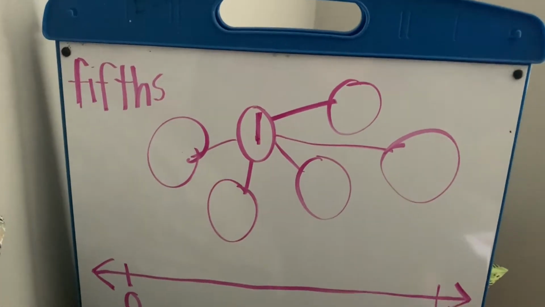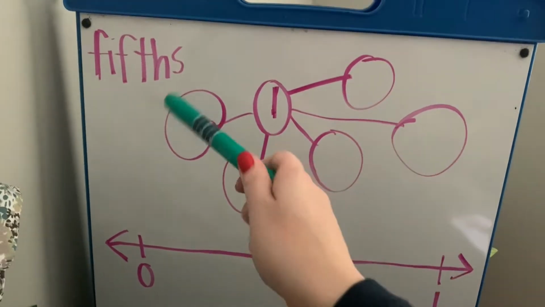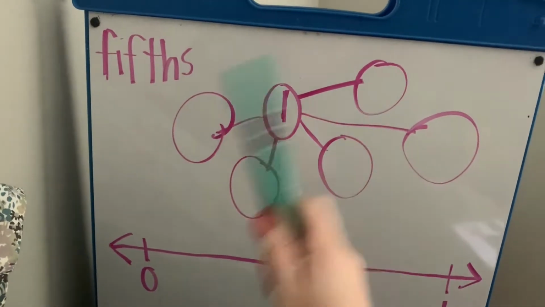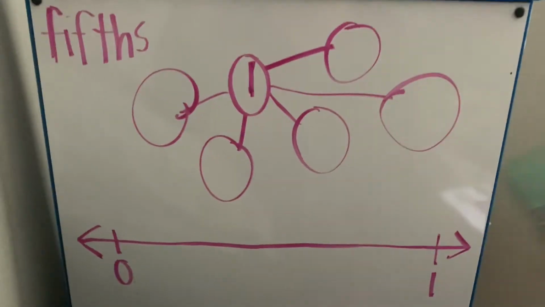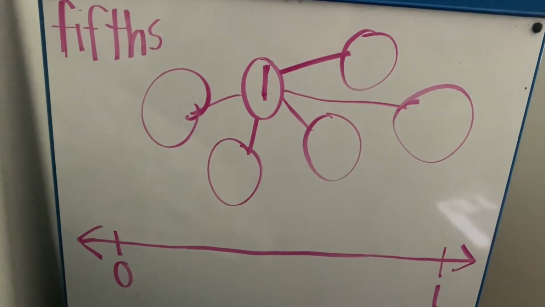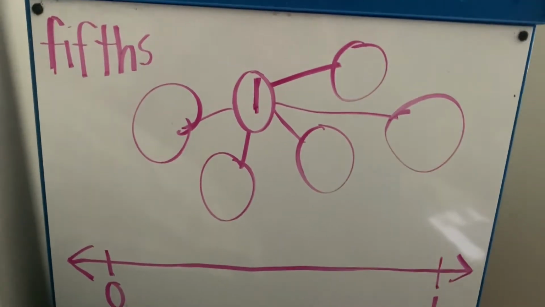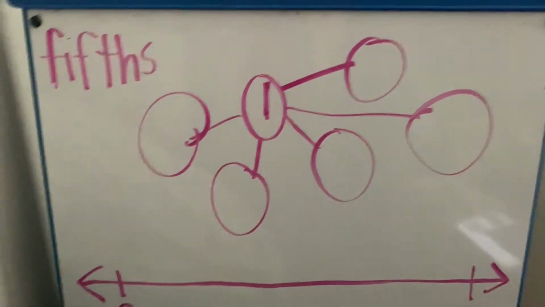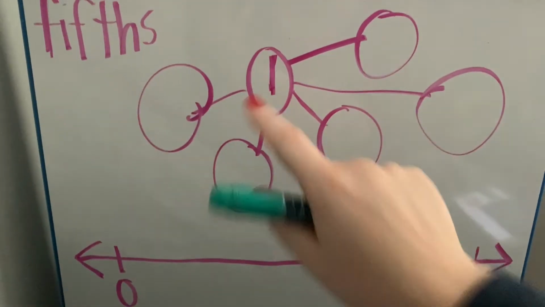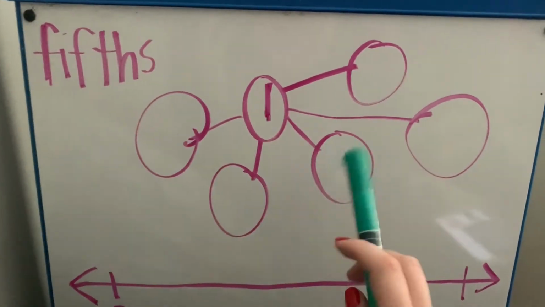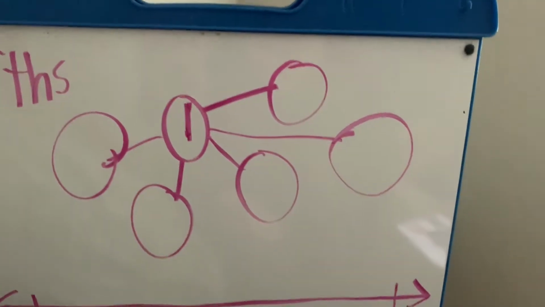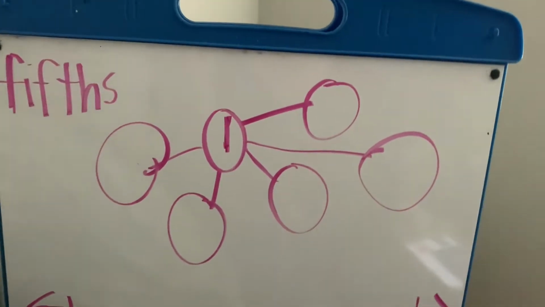Okay, so what we're going to do here is we have fifths and we have a number bond. So I want you to think back a couple lessons to when we were doing number bonds. And I want you to think to yourself, what goes in a number bond when I'm working with fractions? And I'm going to think to myself, I'm working with fifths and I have my whole, which is 1. So how many circles do there happen to be? There happen to be 5.